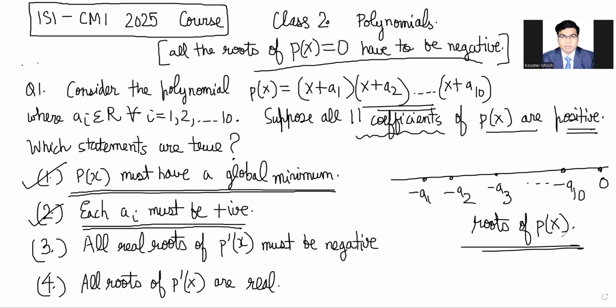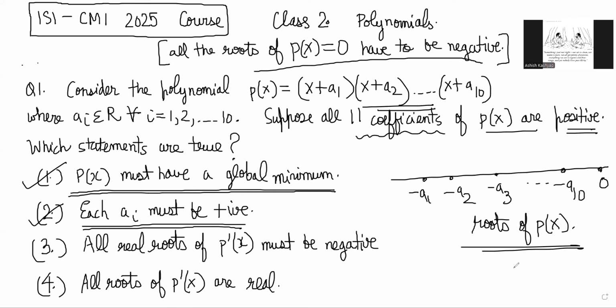That is, p dash x is also 0. Yes, p dash x is also 0. That means the derivative of this polynomial is also 0. And then from that aspect, we can say that these roots are also negative.